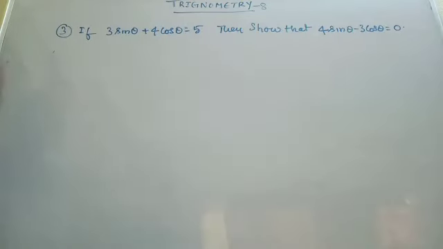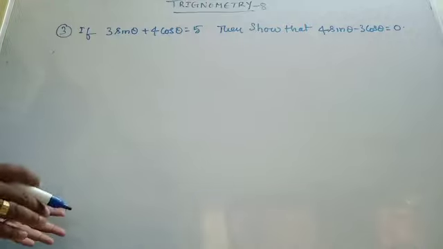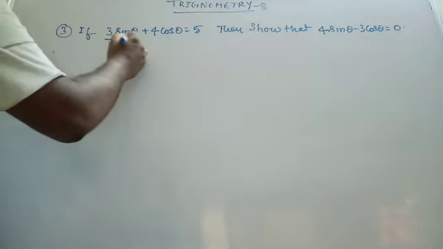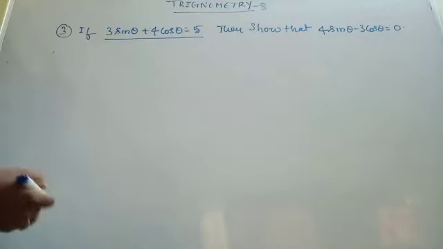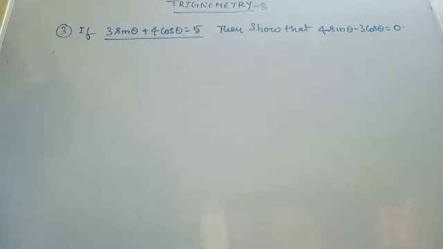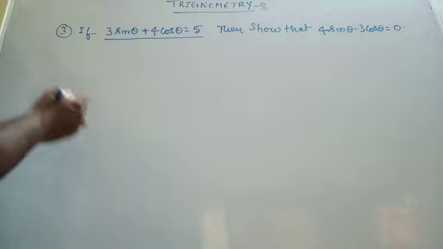Now we have the third problem, which is very important and is asked many times in competitive examinations. What is this? If 3 sin theta plus 4 cos theta equals 5, then show that 4 sin theta minus 3 cos theta equals 0. Right? This is our problem.